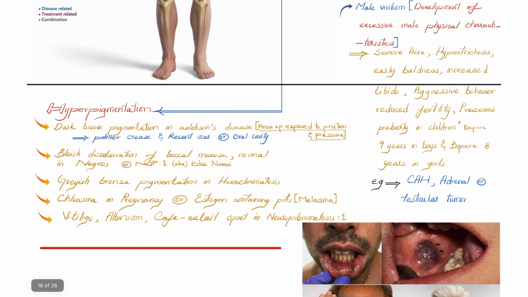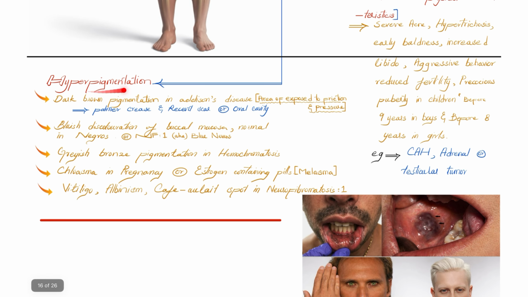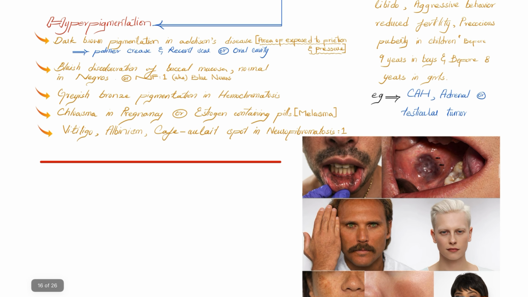Then check for hyperpigmentation. For example, dark brown pigmentation can occur in Addison's disease. The vulnerable surfaces are those areas which are exposed to friction and pressure. For example, palmar crease or any recent scar, or you can find it in the mucosa of the oral cavity. Bluish discoloration of buccal mucosa is common in dark colored people, or in neurofibromatosis type 1, which is called blue nevus. Grayish-bronze pigmentation occurs in hemochromatosis, and hemochromatosis occurs because of high iron concentration in the body.